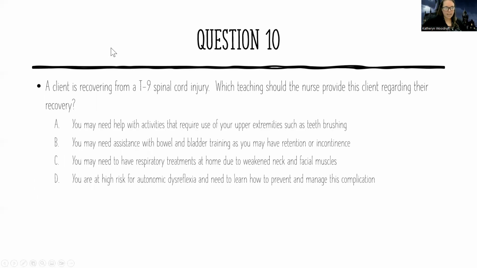Last but not least, a client is recovering from a T9 spinal cord injury. Which teaching should the nurse provide this client regarding their recovery? So T9, it's a thoracic injury and it's not super high up. It's actually a little bit lower. So that gives me some hope. This is more of a long-term question. Which teaching should I provide regarding their recovery?